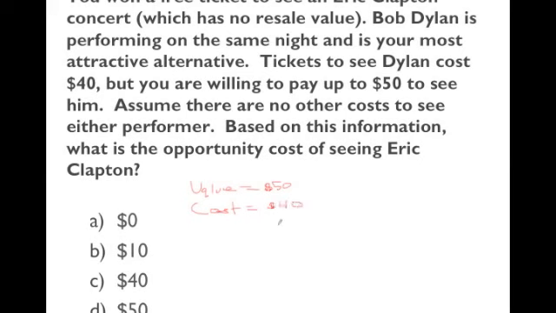So after you see Dylan, after you pay the $40, what you have left of value is the $10, right? So the net value of seeing Dylan is $10, right? It's not $50 because you have to spend $40 to see Dylan.